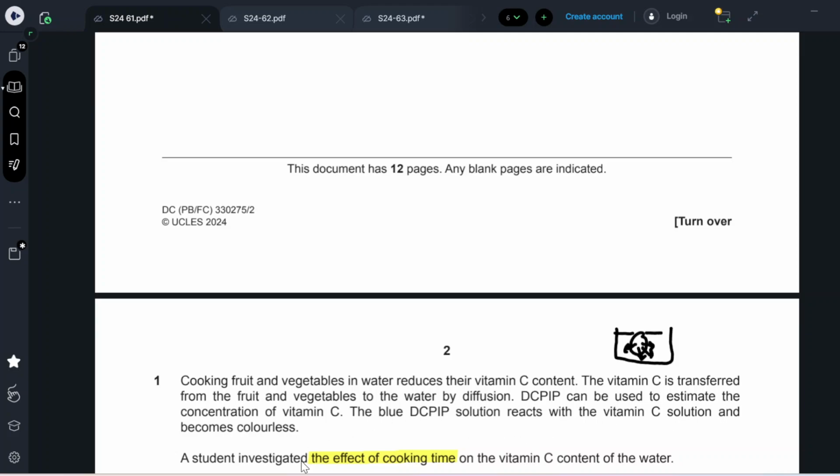A student investigated the effect of. The word after effect of is usually the independent variable. I want to see the effect of cooking time. So I'm going to change the cooking time. This is the independent variable. I'm going to change the cooking time and check the vitamin C that diffused into the water.